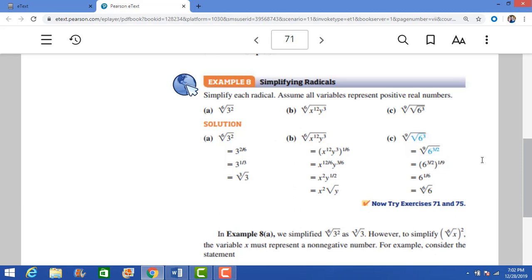Now in part A, we simplified this as the cube root of 3. However, what about this? In order to simplify this, the variable x must represent a non-negative number, because we have an even root. For example, consider the statement given by this.